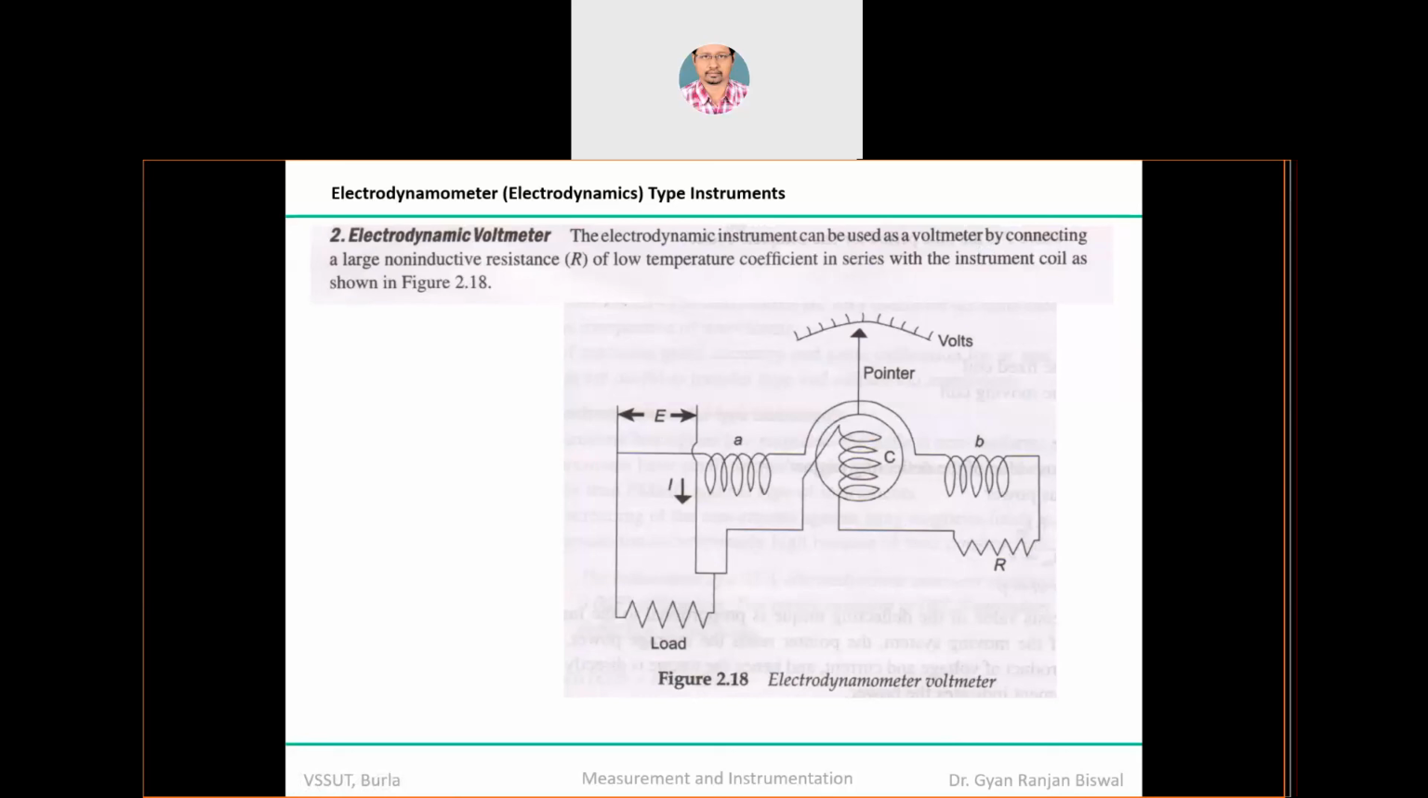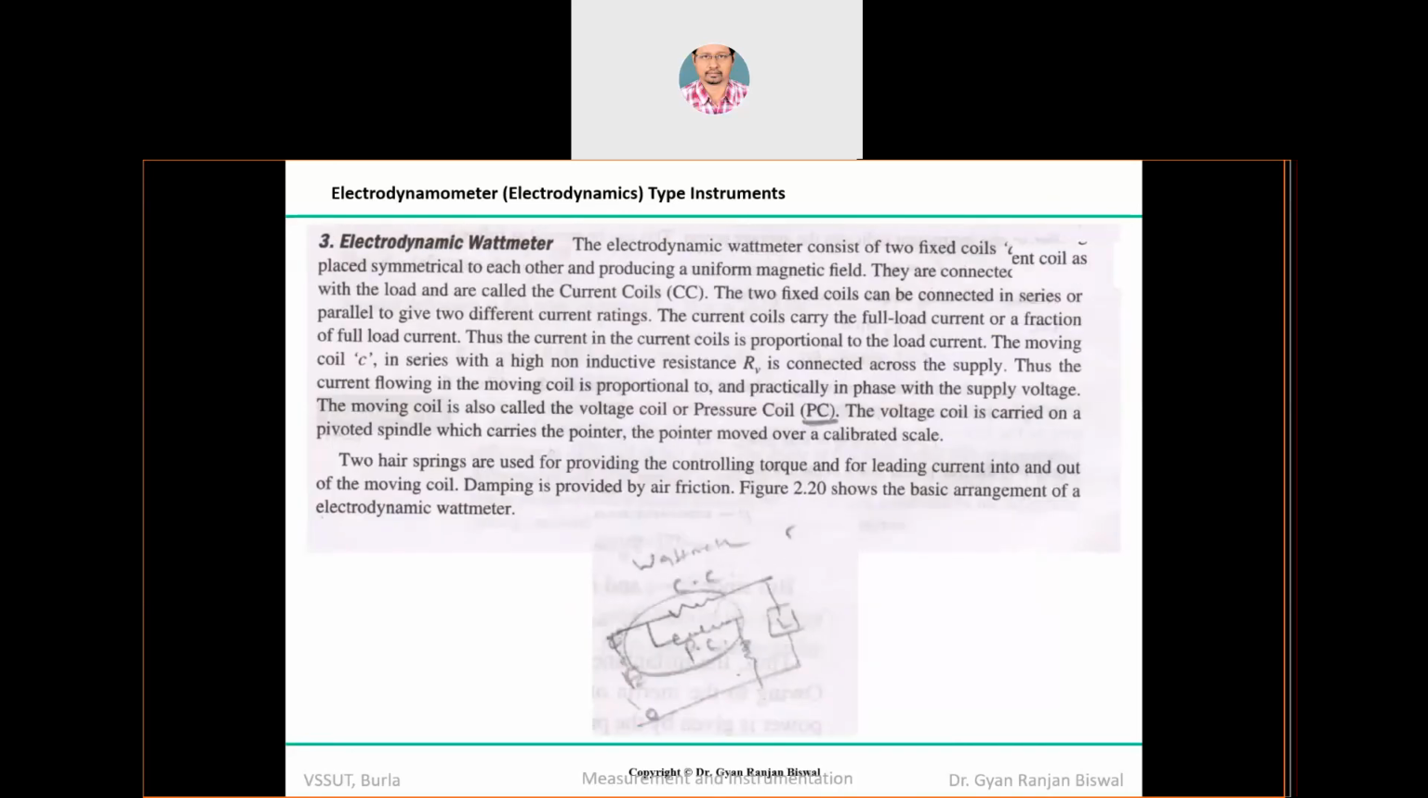Okay, I would say that you try to do this homework on this particular aspect, and in the next lecture we will discuss it for a few minutes. So that is how the electrodynamometer voltmeter arrangement is done, that means whenever you want to use the electrodynamometer as a voltmeter.